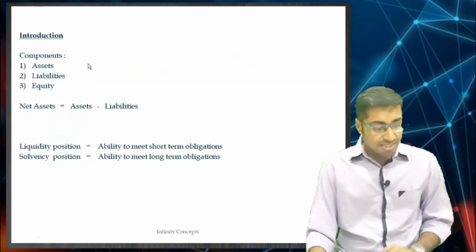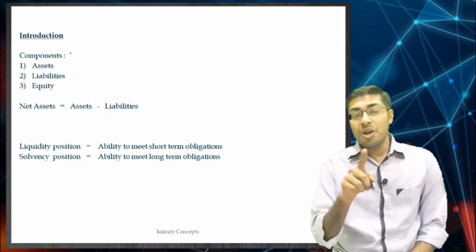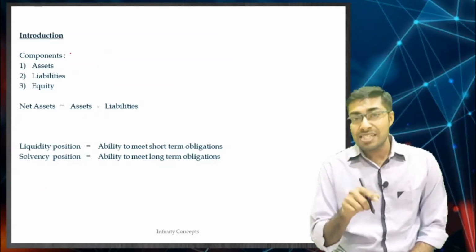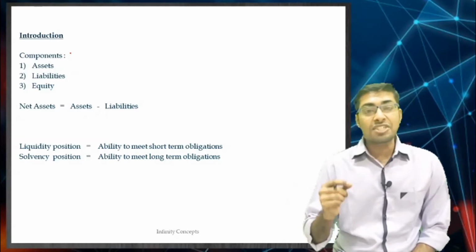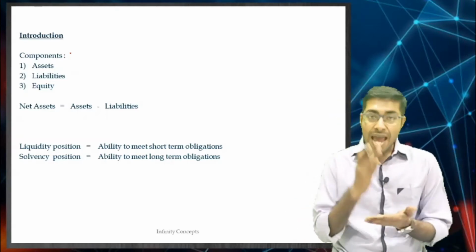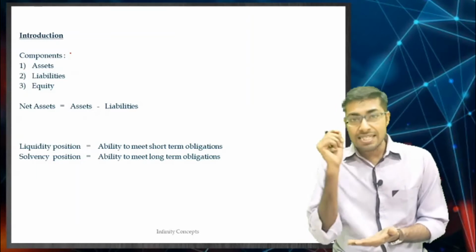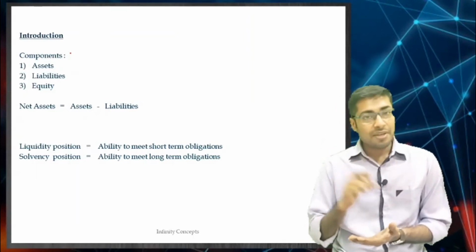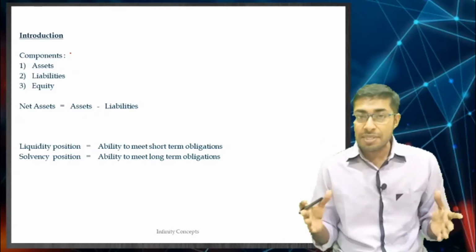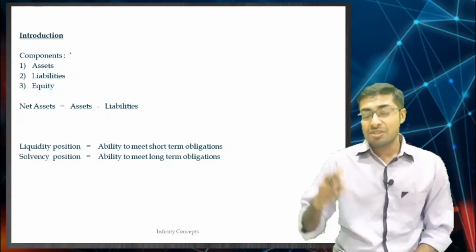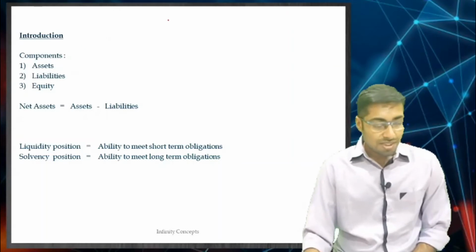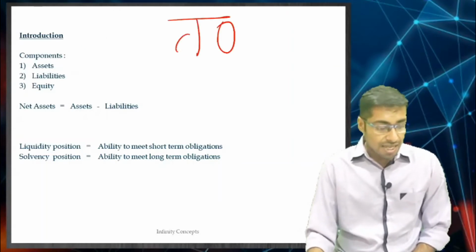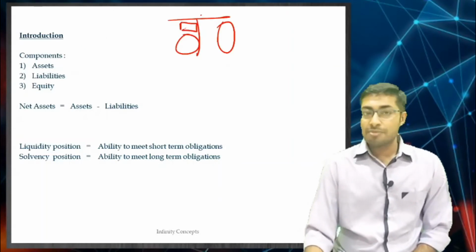So let us introduce ourselves to balance sheets. You all know the financial name for the balance sheet: statement of financial position or statement of financial condition. It is always as of a particular date or day. The income statements were for a period, but the balance sheet is always as on a particular date. The components are assets, liabilities, and the equity portion.